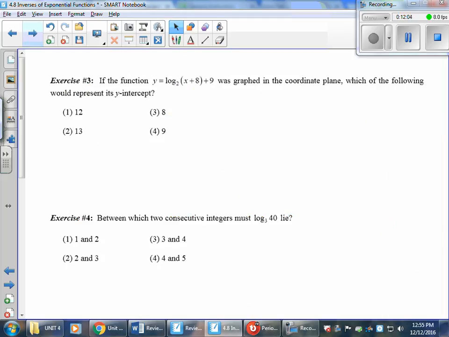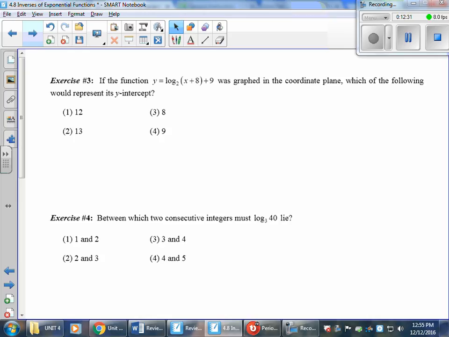Exercise 3. If the function y equals log base 2 of (x + 8) plus 9 was graphed in the coordinate plane, which of the following would represent the y-intercept? Okay, well, we know, you could graph this, by the way. You can graph log functions here. So let's talk about what this means. Let's translate this.